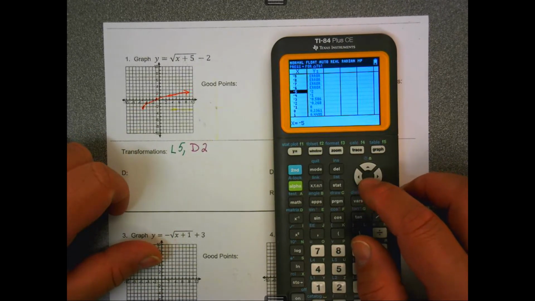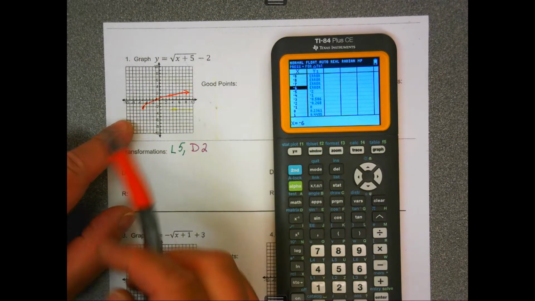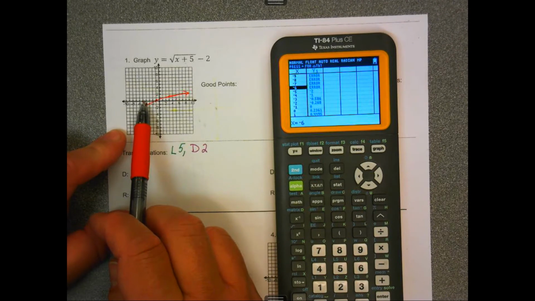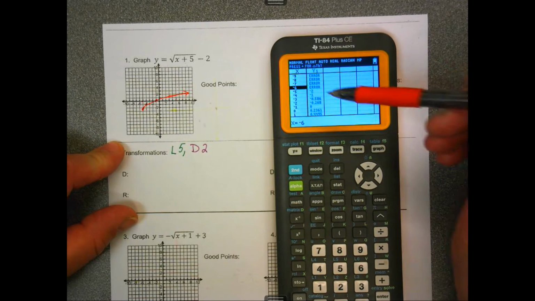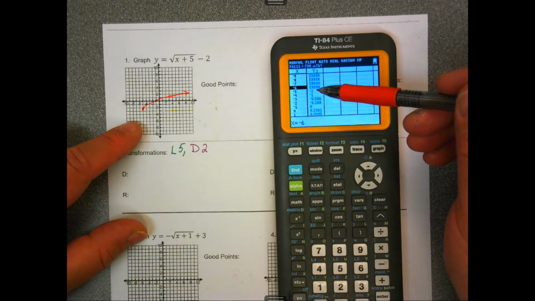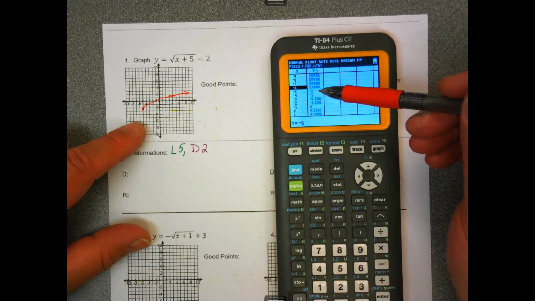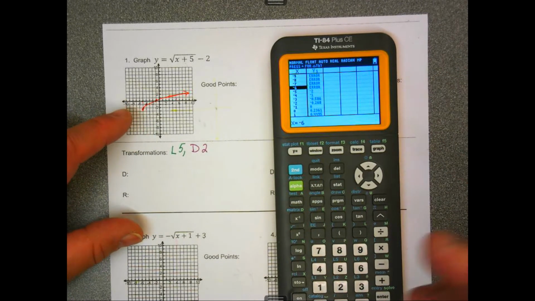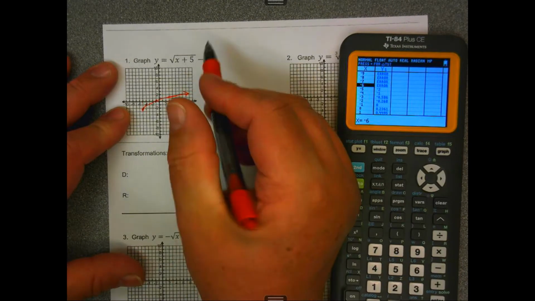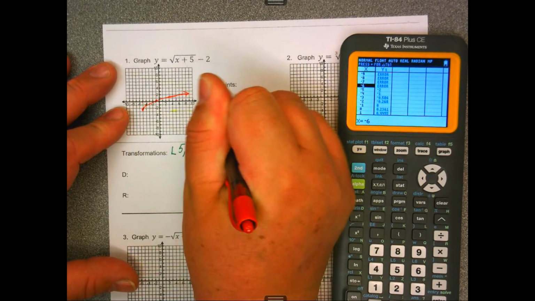If you notice, all of those x values smaller than -5 don't exist, because then you're saying, hey, we're taking the square root of a negative number. We can't do that. So it has to start at -5, -2. So that would be a starting point. That would be a good point. -5, -2.